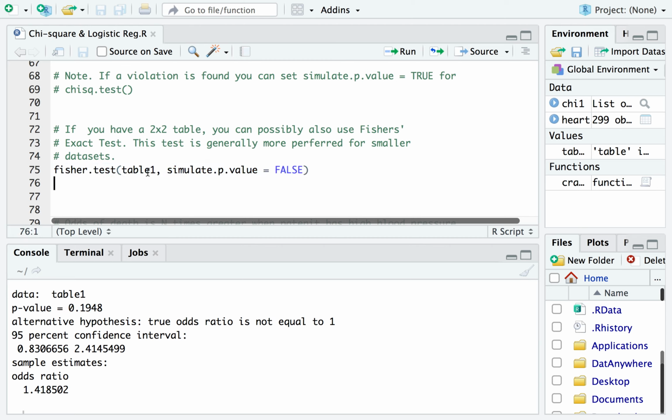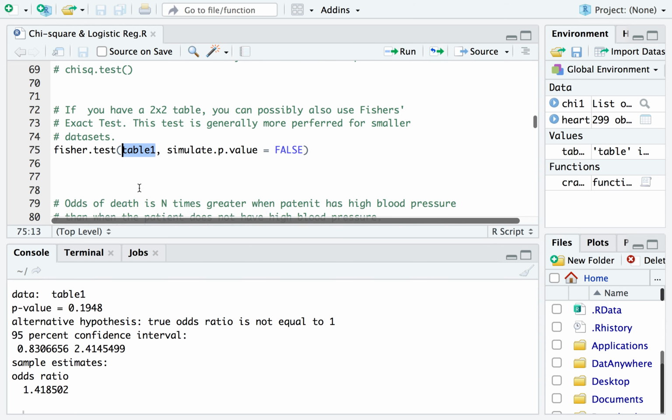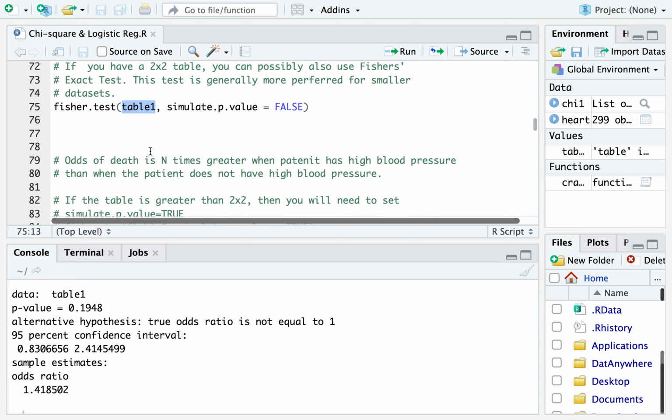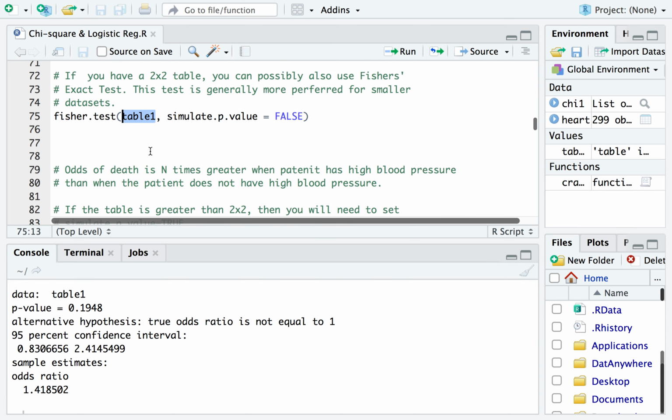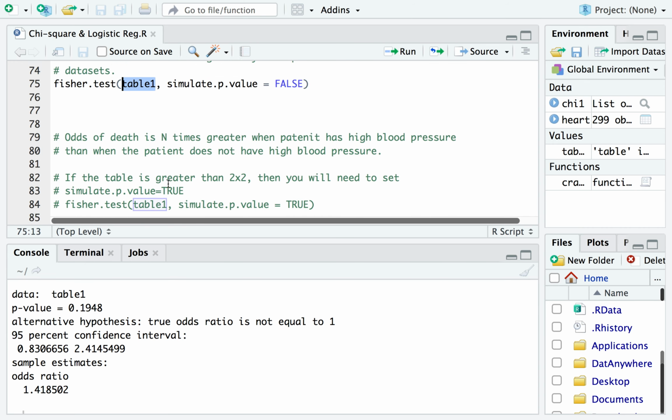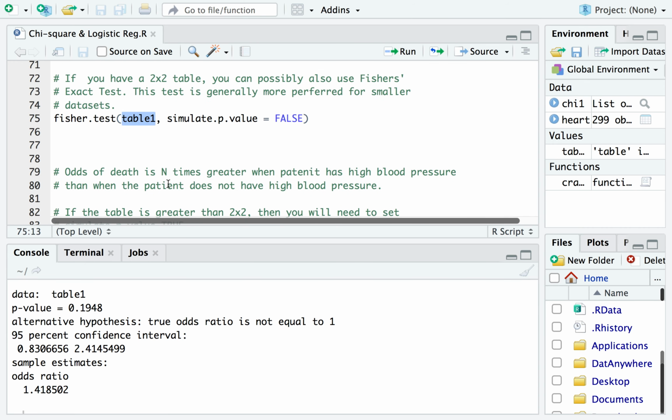So this is me testing the same table, high blood pressure by death. We can see death does not depend on high blood pressure. So that's just for a 2x2 table.